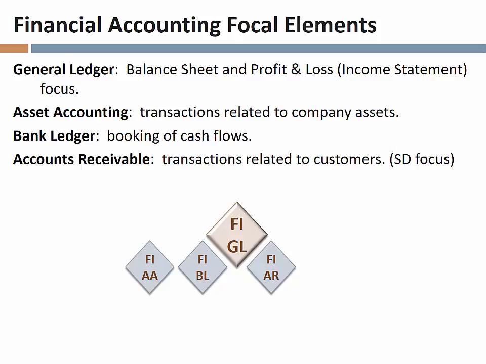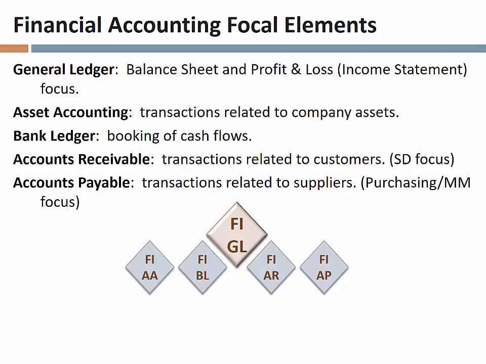That's why I put there it has an SD or sales and distribution focus because this is tied to the fulfillment process. Whereas FI-AP, accounts payable, this is now transactions related to our suppliers, to us buying things. So this would be related to both purchasing and materials management. So most of what we will talk about will fall into one of these four smaller diamonds here.